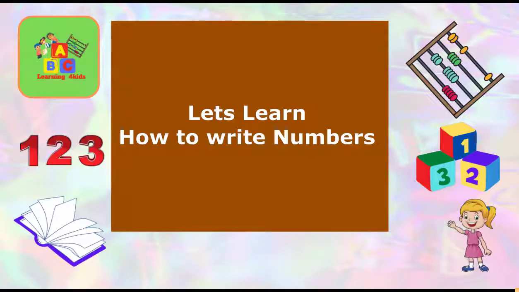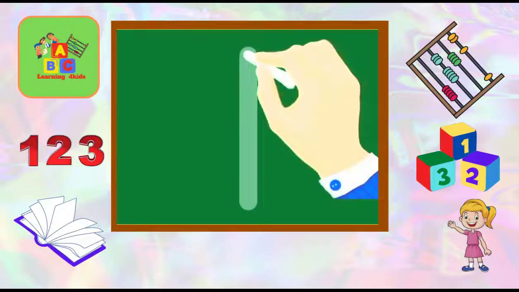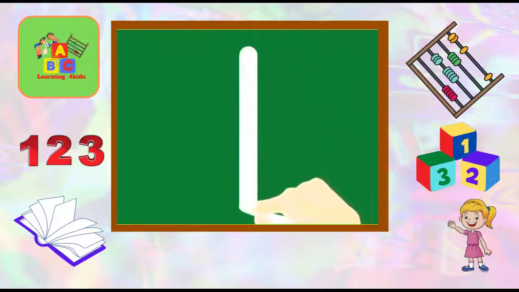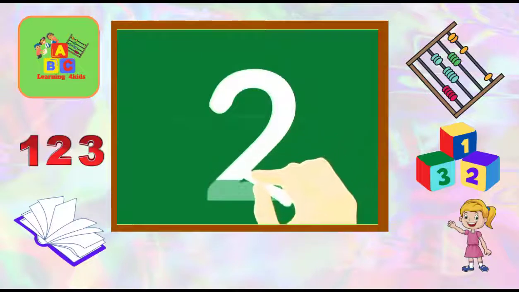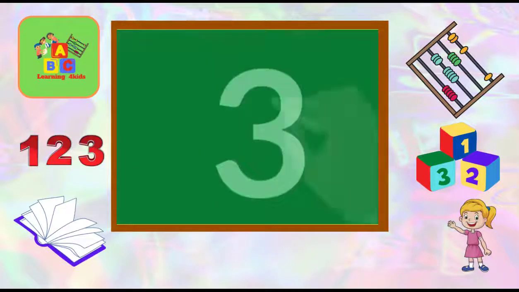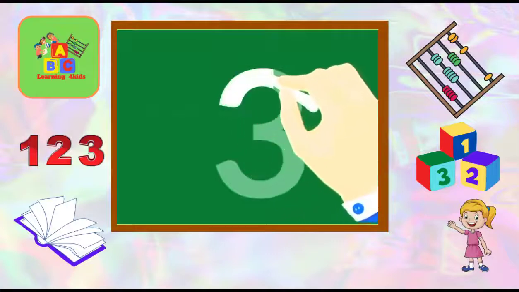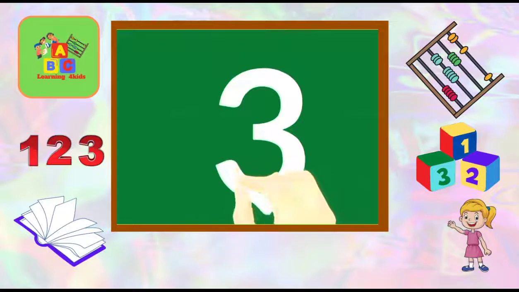Let's learn how to write numbers. Number 1. One standing line makes our number 1. Number 2. A curve and a sleeping line to the bottom makes our number 2. Number 3. Curve to the middle and curve to the bottom makes our number 3.